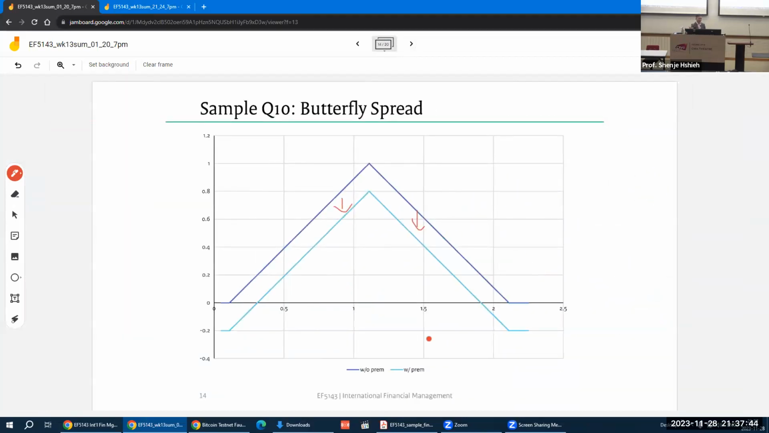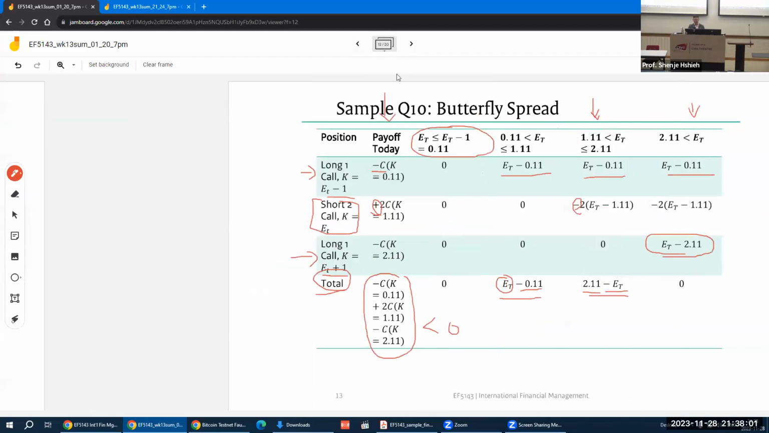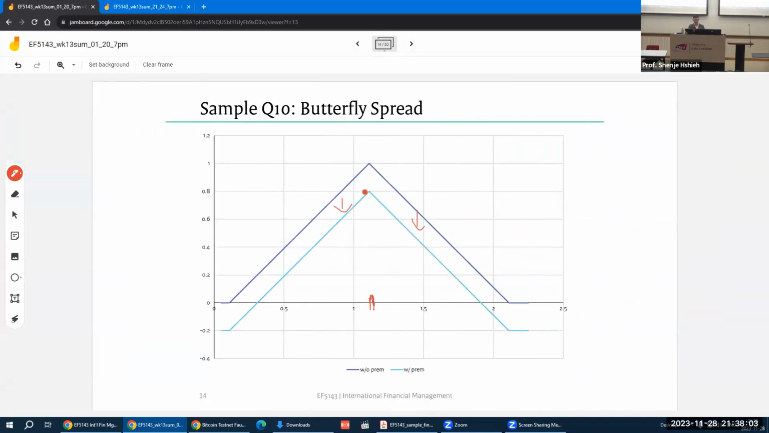Okay, so intuition for butterfly spread: you're betting that the underlying asset doesn't change, right? It stays around its current price, which is what, 1.11, right? I believe this is 1.11. So if it doesn't move, you make some money. Great, right? That's the bet. So you would implement this butterfly spread if you think the underlying asset won't move that much. Okay.